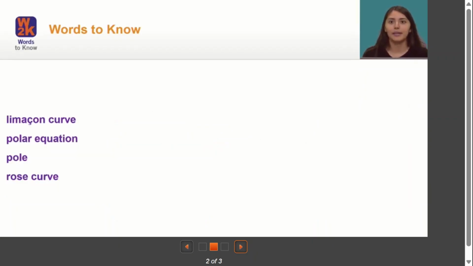Words to know. Here are important words you'll learn in this lesson: limaçon curve, polar equation, pole, and rose curve.